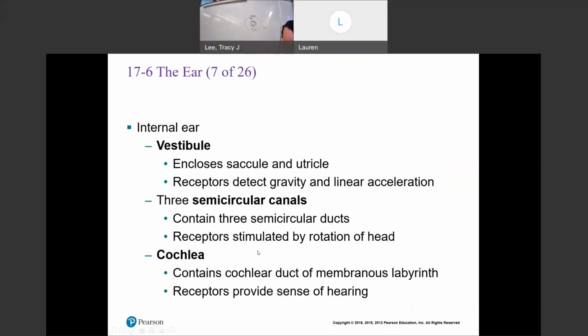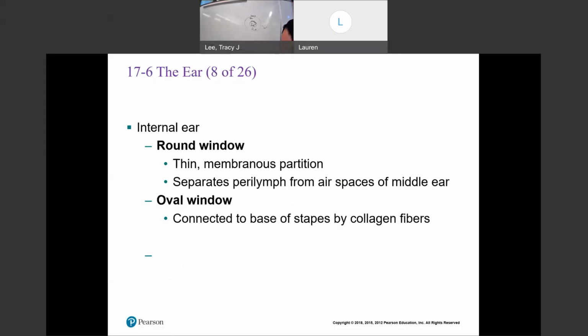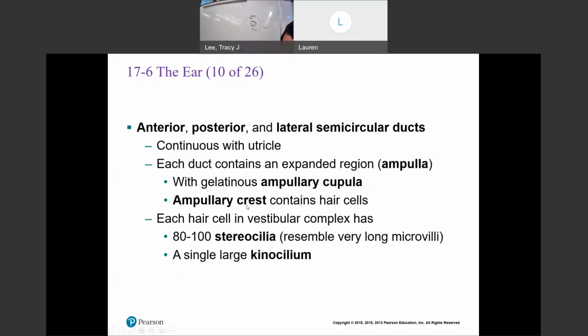And then our three semicircular canals are going to be doing rotational type movements. And they do it based on the rotation of the head. But if my whole body's rotating along with my head, even this kind of stuff, I'm going to detect that. And then our cochlea, which is going to do hearing. And we're going to look at each of these three things individually. We're going to start up here with the vestibule and the semicircular canals, and we'll do the hearing of the cochlea last.